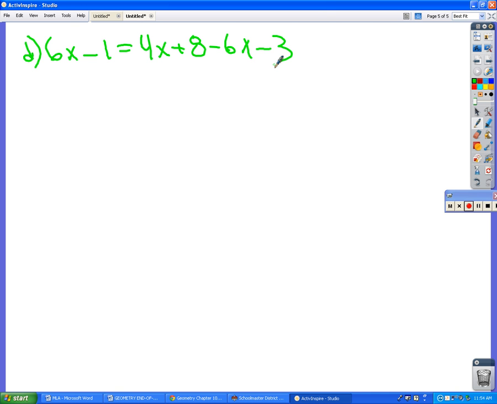What do you do first? Combine my like terms on the right-hand side. So we'll leave this as 6x minus 1. What is 4x and negative 6x combined to be? Negative 2x. 8 minus 3 is? 8 minus 3 is 5.